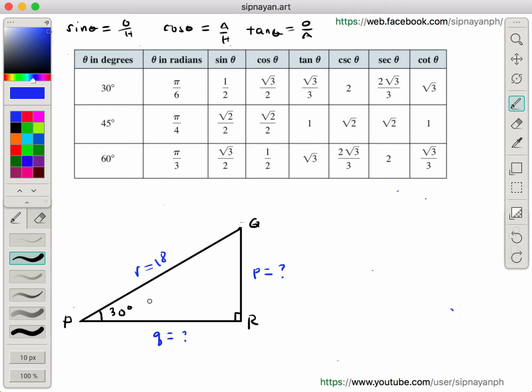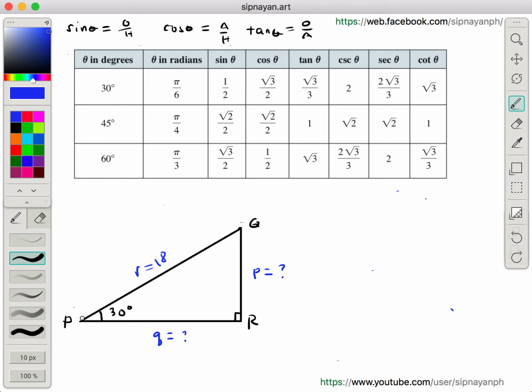So we want to find the Q. Itong tatlong to, ito yung related. In relation to the angle, ito ay hypotenuse ng triangle, and in relation to this angle, ito ay adjacent. Sabi natin, sa isang angle sa right triangle, isa dyan ay hypotenuse, tsaka isa dyan ay adjacent. Hindi naman tayo gumagamit ng trigonometric ratios dito. Usually dito lang sa dalawang yan.